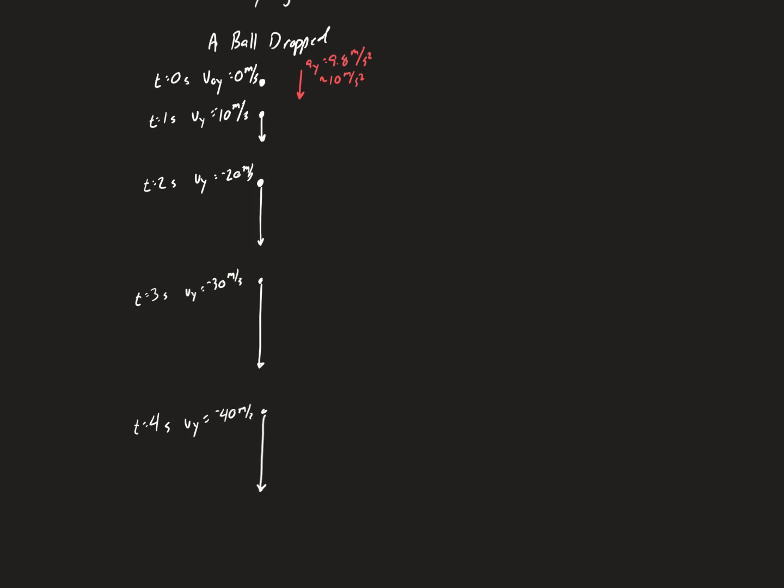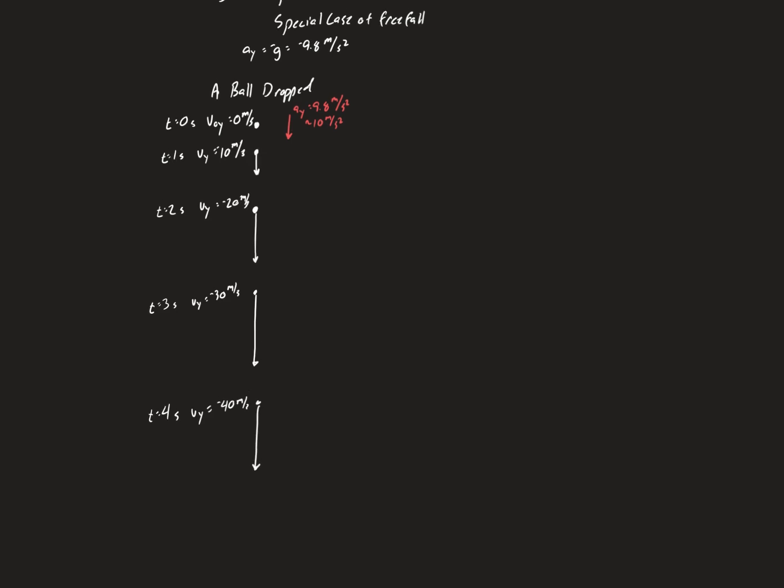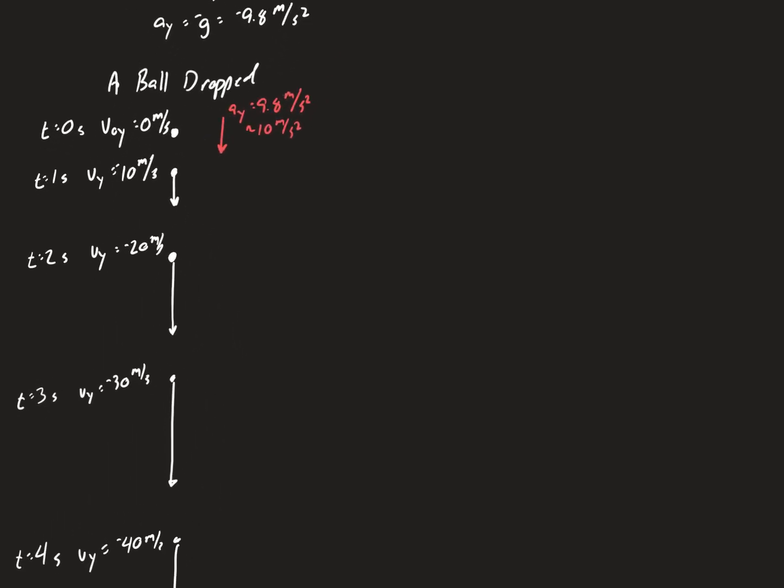Pointed in the down direction. We know that the time is the same for each one, but notice the distance between each one is increasing and the velocity vector is also increasing in the down direction because it's accelerating. Okay, we figured that out. Now we're going to look at a ball rolled off a table.